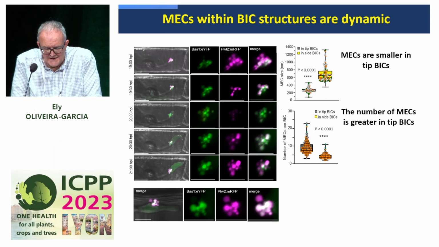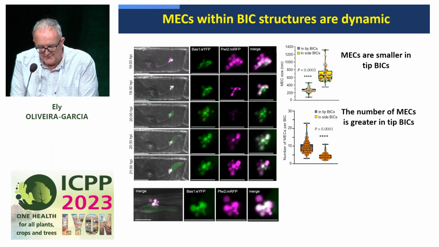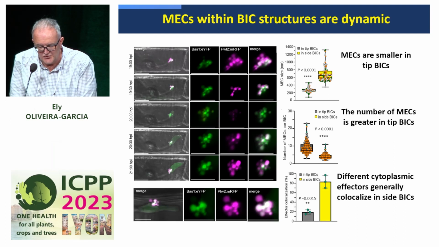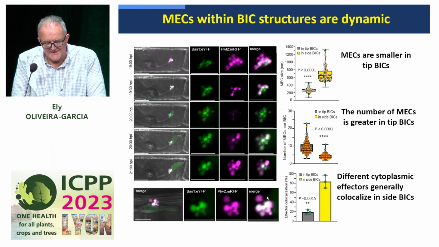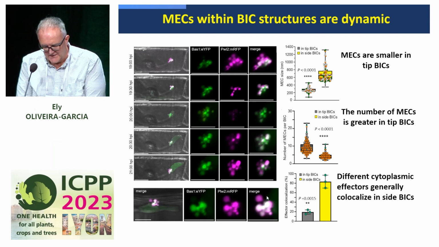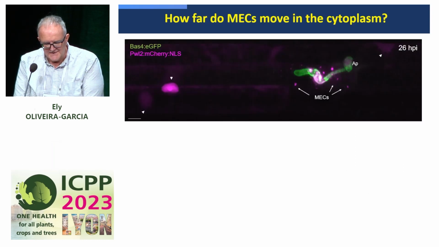And we can also see a difference in the number of BICs, which is greater in the initial BICs, suggesting there may be some membrane fusion going on, vesicle fusion, and also they're larger in the mature BICs, which again suggests that there's some dynamism in the way in which those are being traversed. So how far do the BICs move?